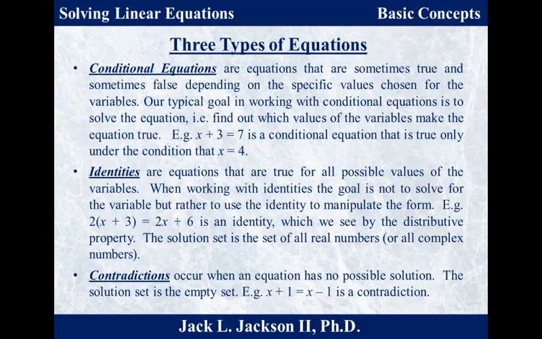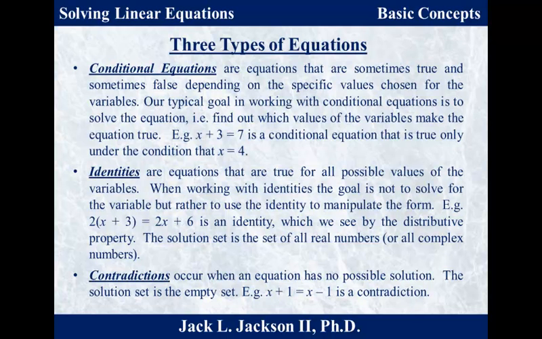So conditional equations are equations that are sometimes true and sometimes false depending on the specific values chosen for the variables. Our typical goal in working with conditional equations is to solve the equation. That is, to find out which values of the variables make the equation true. And then we'll list that set of answers. If it's just one number, like in this case, x + 3 = 7, it's a conditional equation that's true only under one condition, that x = 4. So we'll state the solution just that way, x = 4.